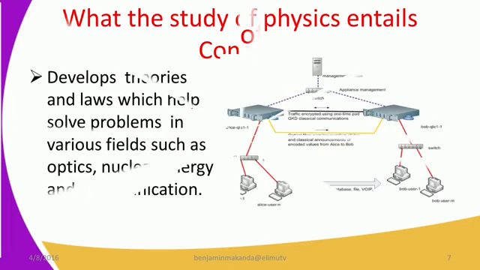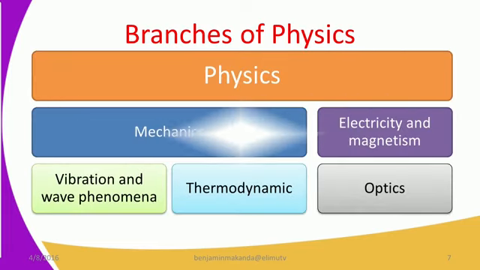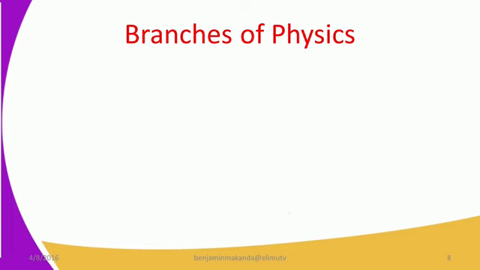So we continue. We look at the branches of physics. Now, physics is this branch of science. Now, under branches of science, physics is still having other branches which include mechanics, electricity and magnetism, vibration and wave phenomena. We have thermodynamics and optics. Those are the branches of physics.